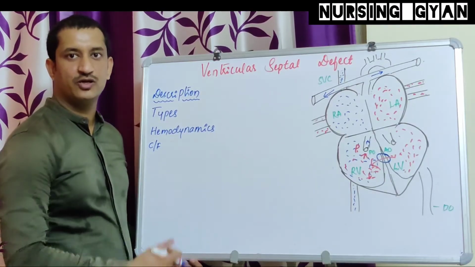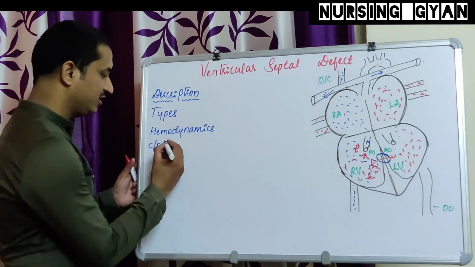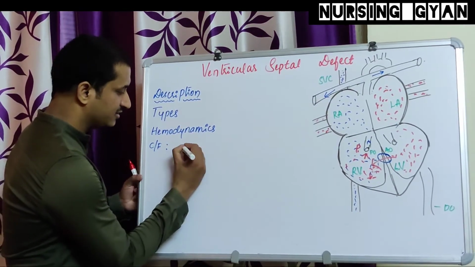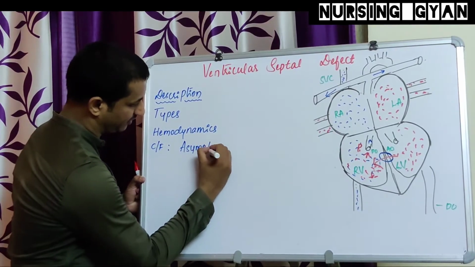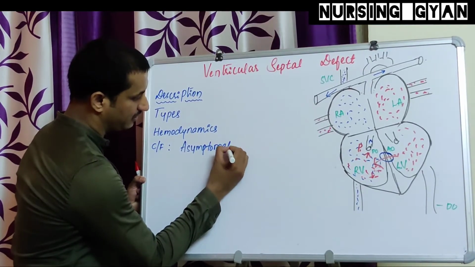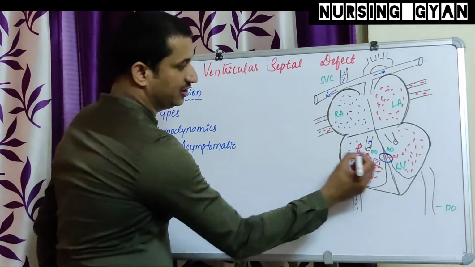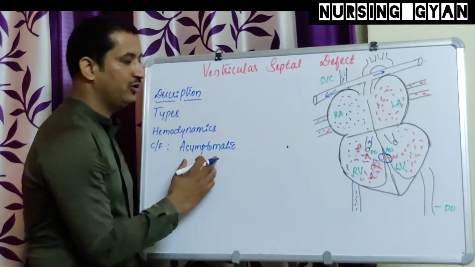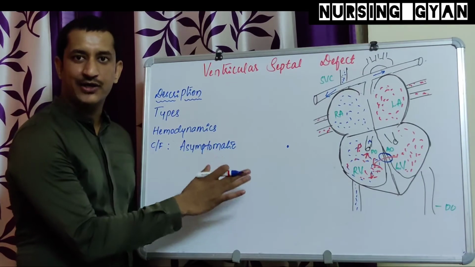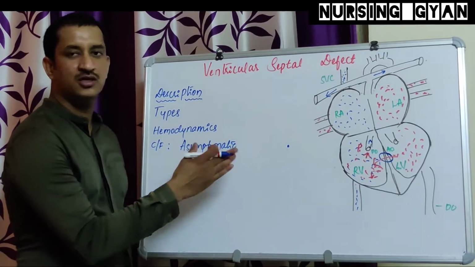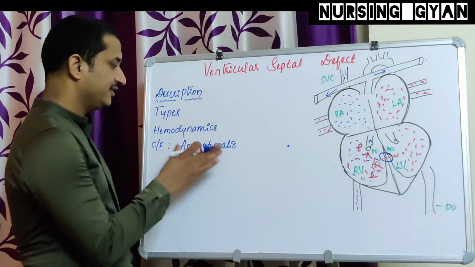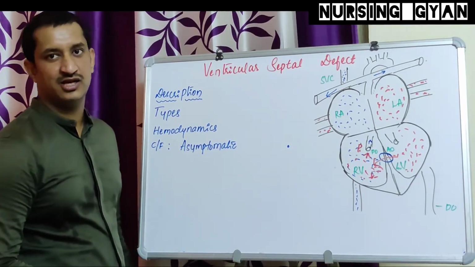Next we will see the clinical features. As we have seen in atrial septal defect, same here also, the first condition is asymptomatic. Whenever the width is too small, the baby will not have any problem because of the adequate blood supply. If there is adequate blood supply, there is no need to worry because the supply is proper, and that's why this comes under acyanotic condition also.